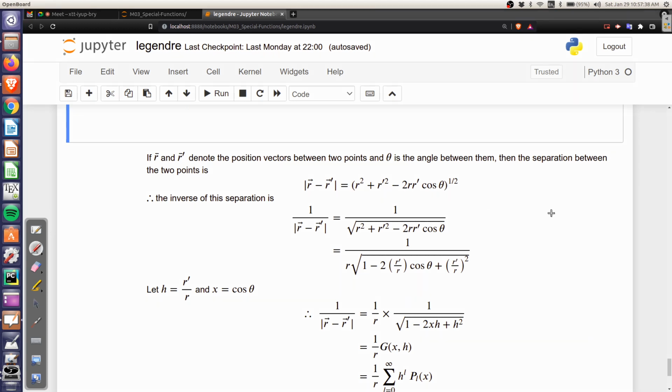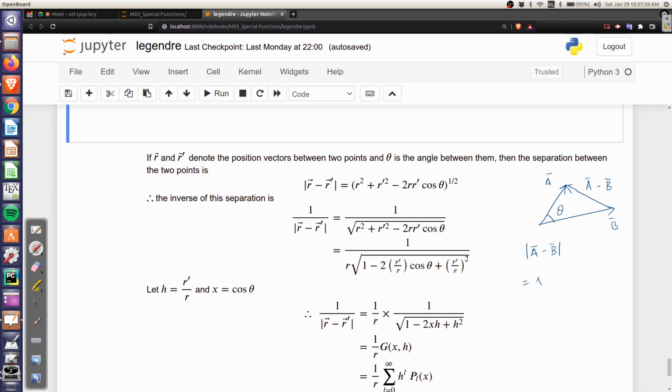How did we get that? Remember your class 11 again. So let's say I have a vector A and I have another vector B. So what is A minus B? A minus B is this vector, right? This is vector A minus vector B. So what is the modulus of A minus B? You need to know the angle between the two.